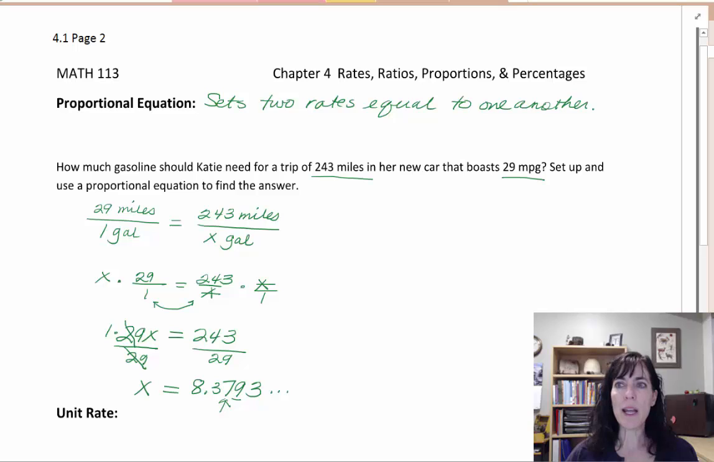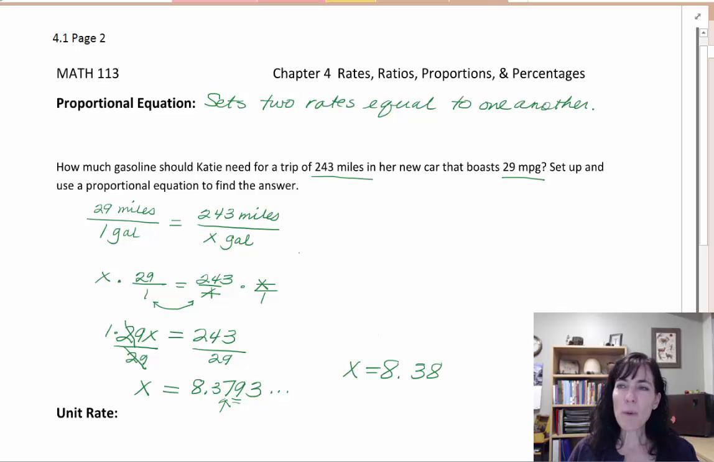So I look at the next digit. If it's 5 or higher, I'm going to bump that 7 up to an 8. If it's less than 5, like 4, 3, 2, 1, or a 0, I will leave it as a 7. So when you round, you only do it one time, and you look at the digit right after the position you want to round to. So on this one, since I have a 9 following the 7, it's going to be x equals 8.38.